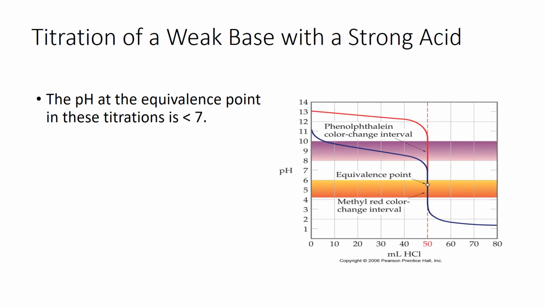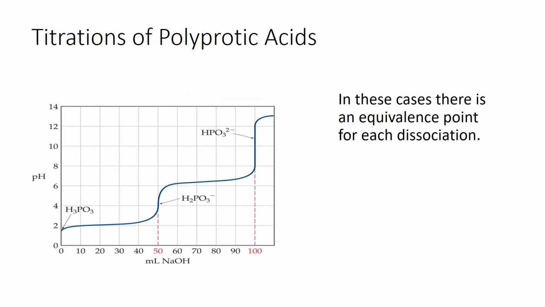So still, when you're doing a titration of a weak base and a strong acid, the pH at the equivalence point in this titration is less than 7. Again, we have the volume of the acid, we have the pH, you plot that, and then you determine the equivalence point at that value that is below 7. Methyl red is the indicator of choice here, unlike the previous one which was using phenolphthalein. This one has methyl red as the most preferred indicator.